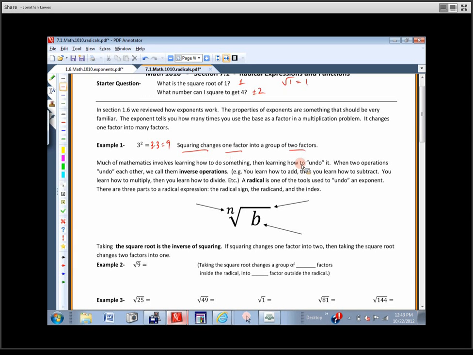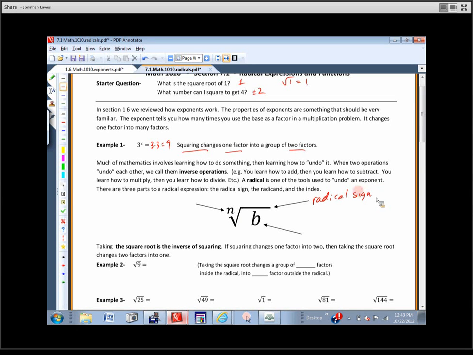And like we've mentioned before, a lot of the stuff that we do in math is we learn how to do something, and then we learn how to undo it. So if we know how to square something, or cube something, or raise it to the 4th power, we ought to know how to undo that process. Okay? So radicals undo squaring or cubing or different things like that. Okay? So we need to talk about this symbol right here. This is called a radical sign.